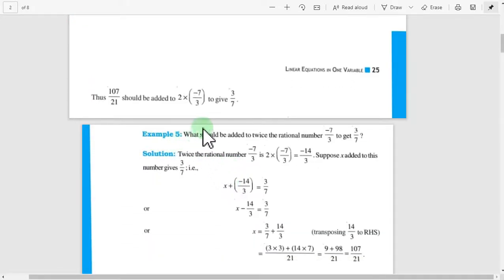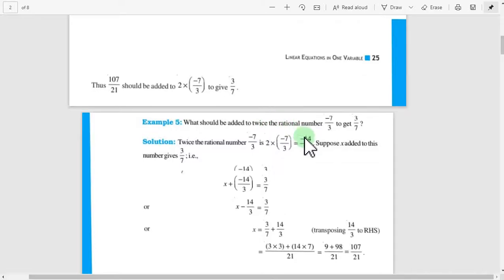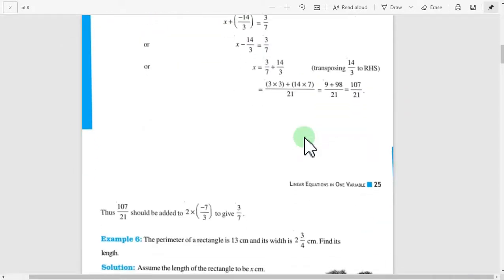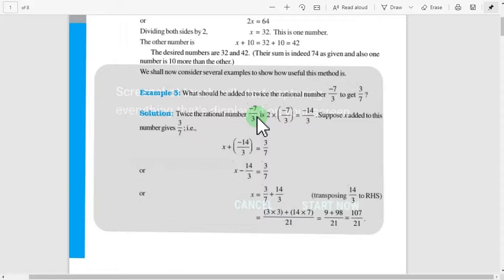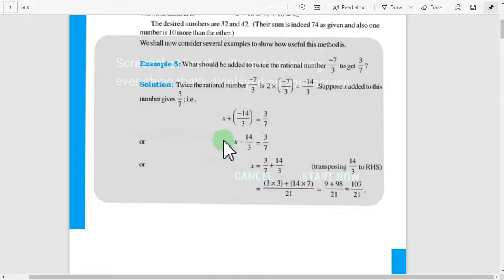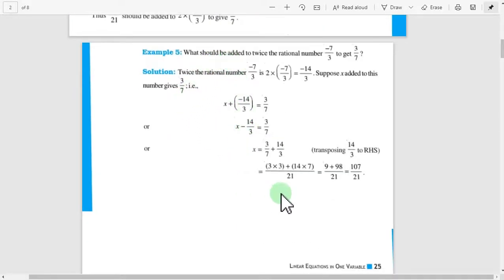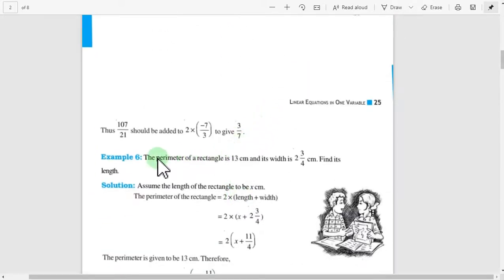Next question, what should be added to twice? Once again it is repeated. You copy this second sum, example 5. This is repeated, so don't copy this once again.